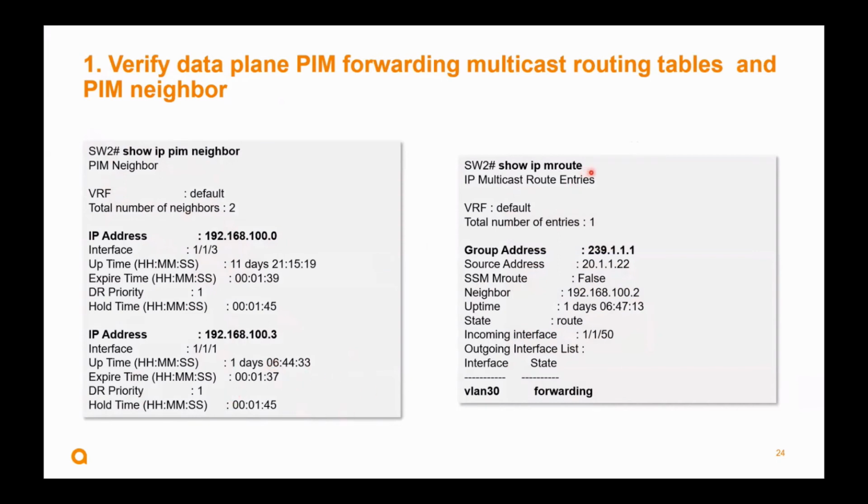And then show ip mroute, very important, our multicast routing. I see the multicast group and the source 20.1.1.22, from which neighbor, the incoming interface, which is important, and of course the outgoing interface is very important, because the reverse path forwarding check is being done here.